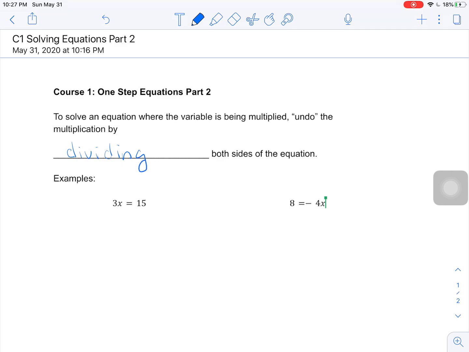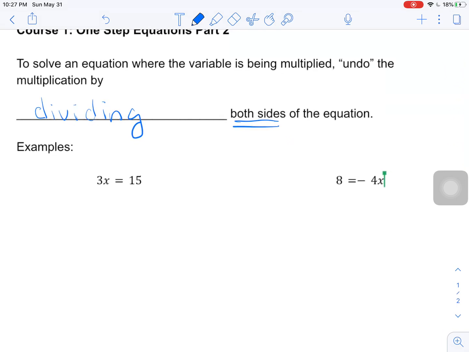The only thing we have to remember is that we don't want to knock our equation out of balance. So just like how when we add or subtract, we have to do that on both sides of the equation, if we divide to undo multiplying, we still have to do it on both sides of the equation. So it looks something like this. We're going to look at a couple of examples to get you up and running with this.